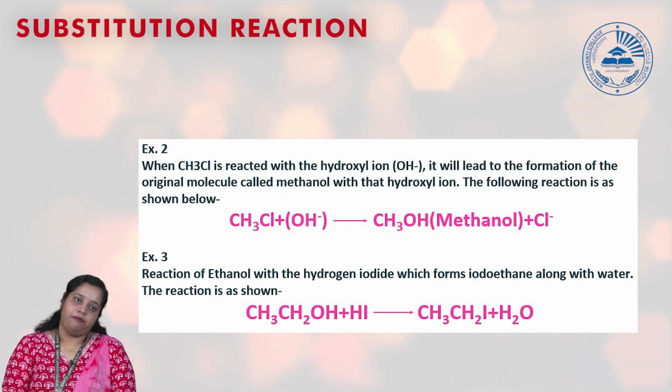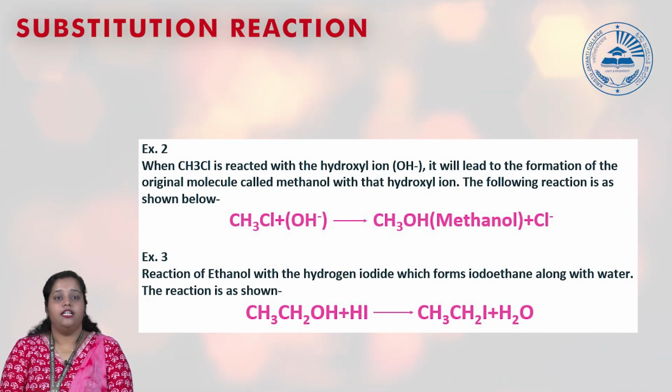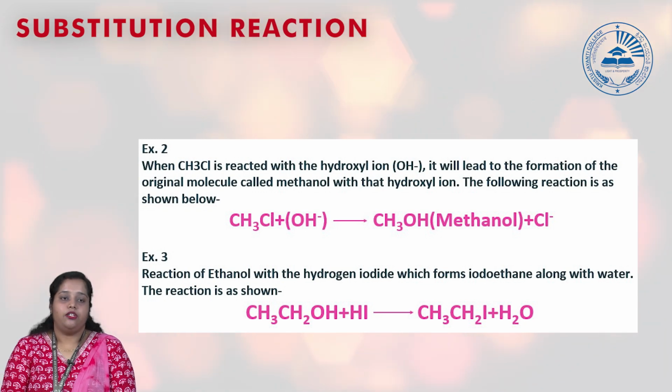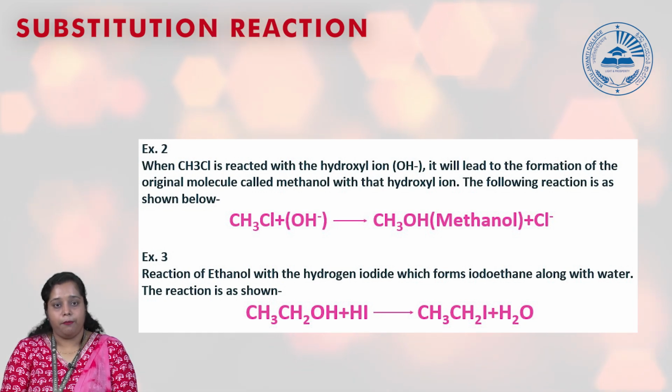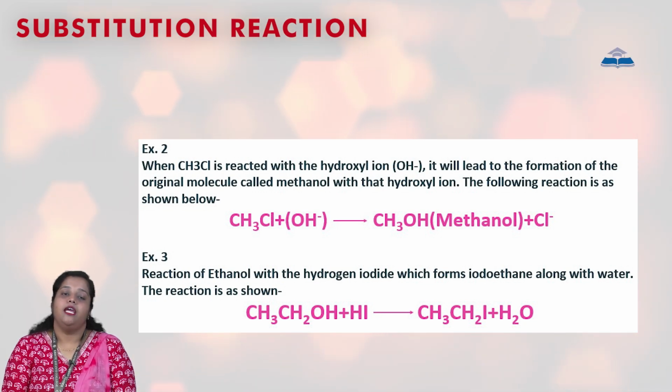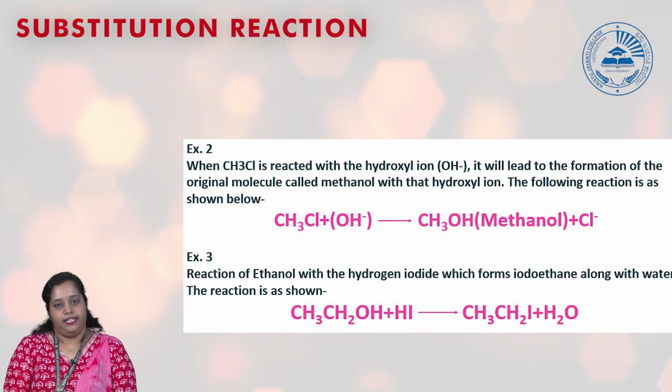Next, we have an example for elimination reaction. So here you can see the chloride group gets removed, and HCl is removed from the alkyl halide, and it forms alkene in presence of NaOH, ethanol and heat.